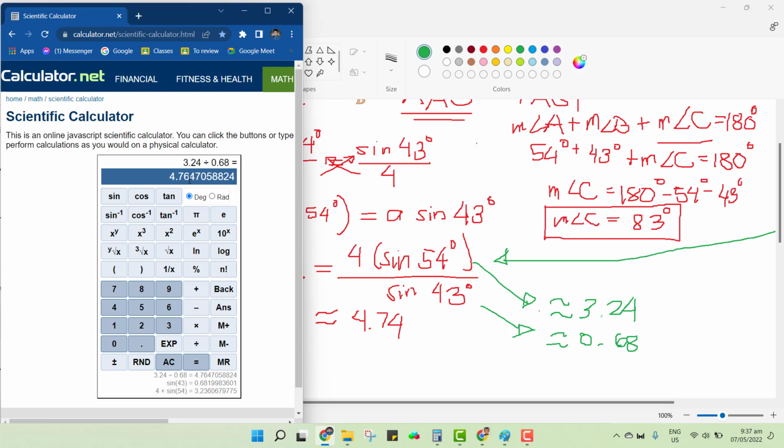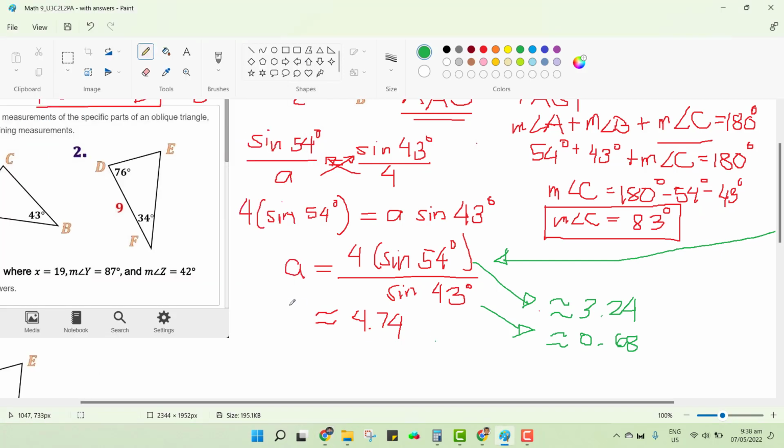But as we have agreed in our class, we are not going to round off in a process because we might have a different answer. So we are just going to do rounding off for the last. Okay, so it's not 4.76, it's approximately 4.74. This is the value for A. We are not yet done with number 1. This is the value for A.